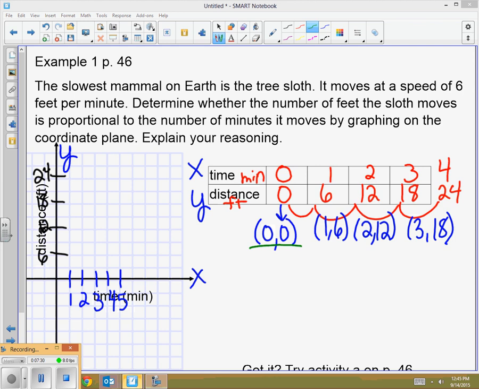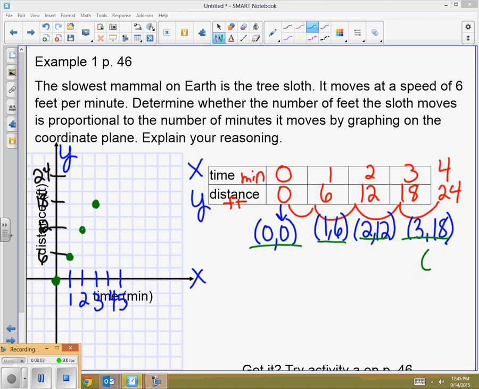0, 0 is found at the point which we call the origin. So I'm going to put my green dot there. The point 1, 6 means you go over 1 on the x-axis and you go up to 6 on the y-axis. Please put another plot there. The point 2, 12 is over 2, up 12. Plot your point. The next one would be 3, 18, so go over 3 up to 18. There it is on the graph.